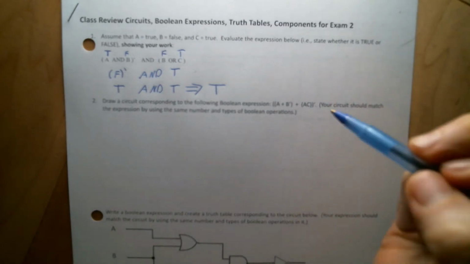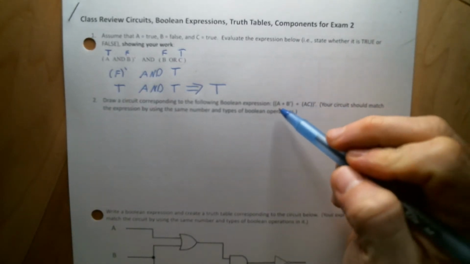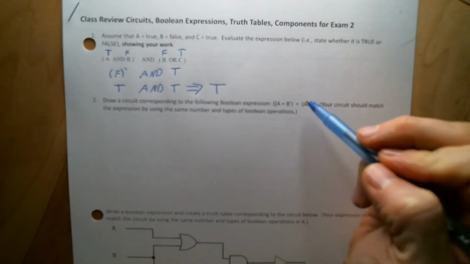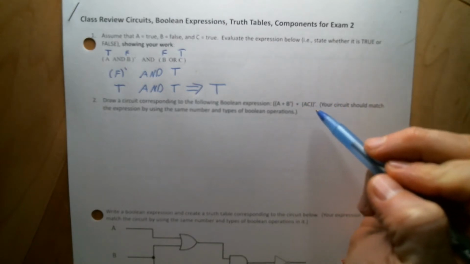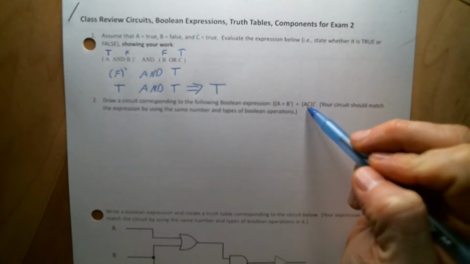Number 2, draw a circuit corresponding to the following Boolean expression. Your circuit should match the expression by using the same number and types of Boolean operations. So that means we're not simplifying it at all. So if I have 2 plus signs, I'm going to have 2 OR gates. If I have 2 negations, I'm going to have 2 NOT gates. And if I have one kind of multiplication here, I'm going to have 1 AND gate. But there should be kind of a direct correspondence between what's going on in this expression and the circuit that I draw.